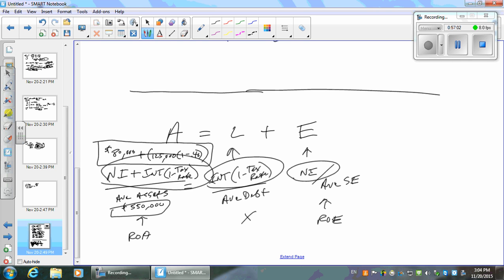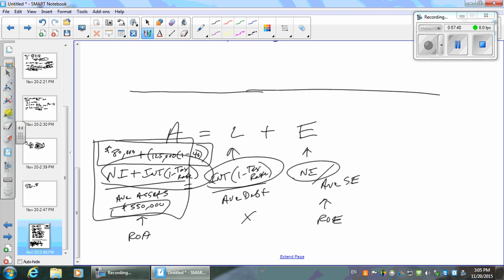So 550 into what? What's 125 times 0.6? 75. 75 plus 80, right guys? 155. Divided by 550. What do we get here for return on assets? Everybody see what's going on? 80 plus 75 is 155 divided by 550, right?